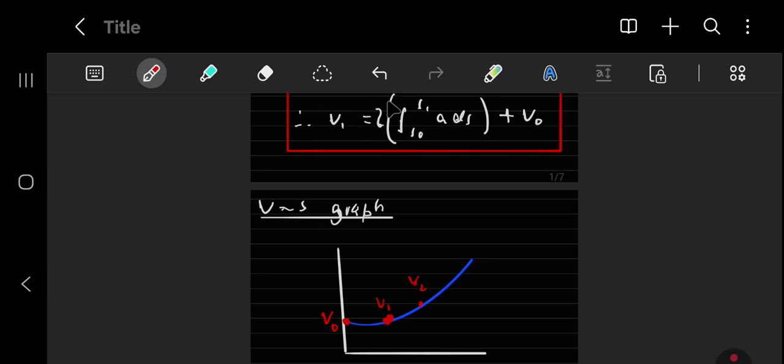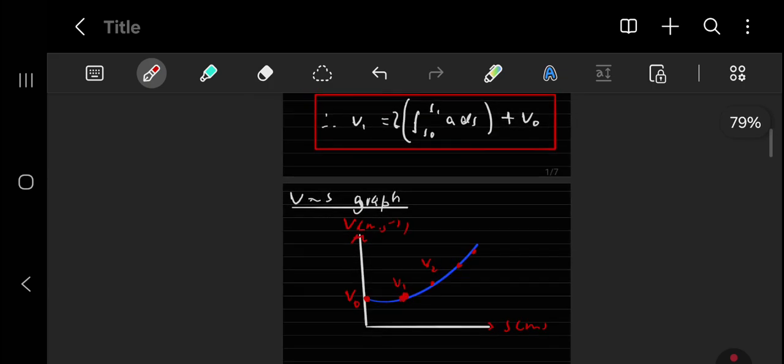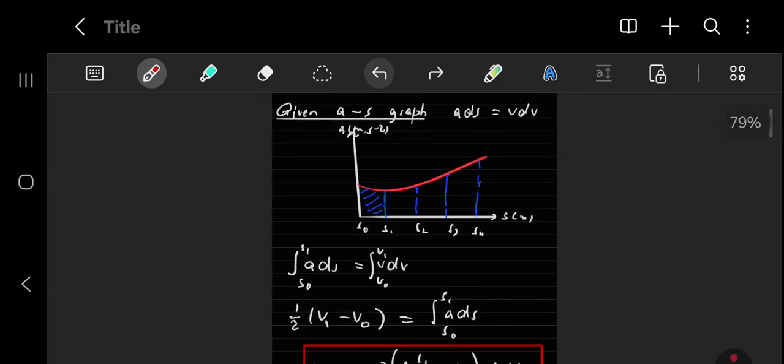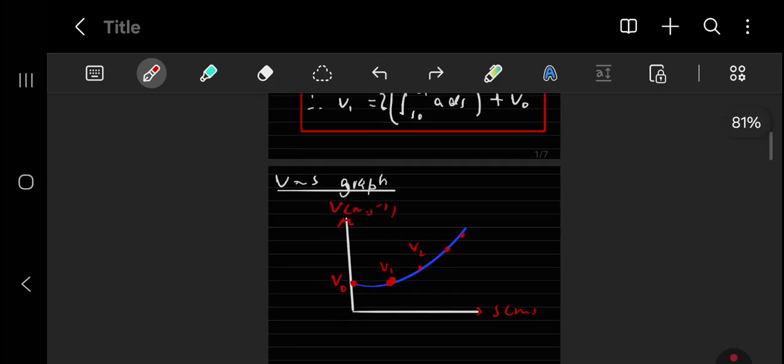So V2 is equal to 2 times that integral plus V1. For V3, it's plus V2. For V4, it's plus V3. So just that, and then you'll be able to get your velocities. Right, so that's your velocity there, in meters per second, and this is your position in meters. So this is how you would get your velocities. You just use that equation and then you'll end up here.